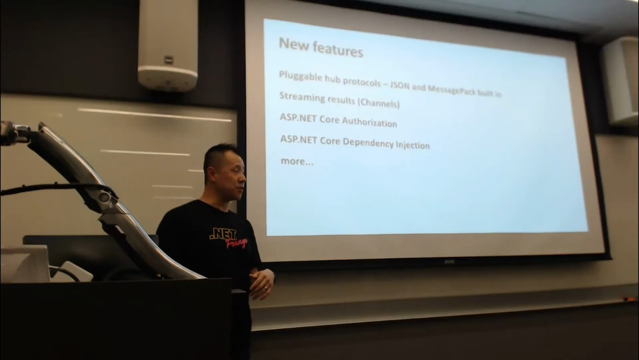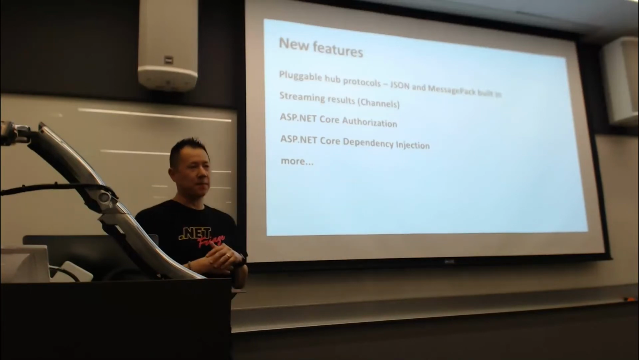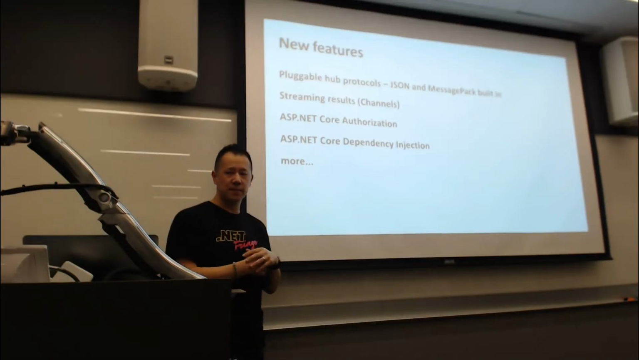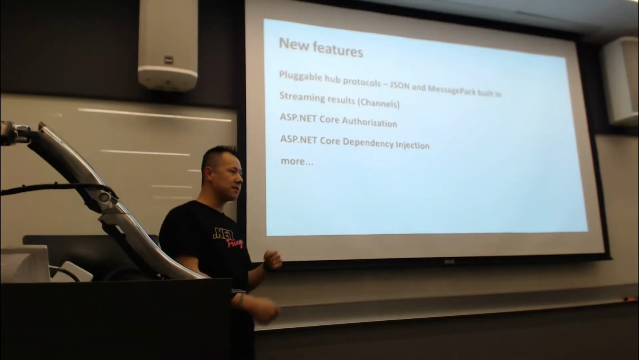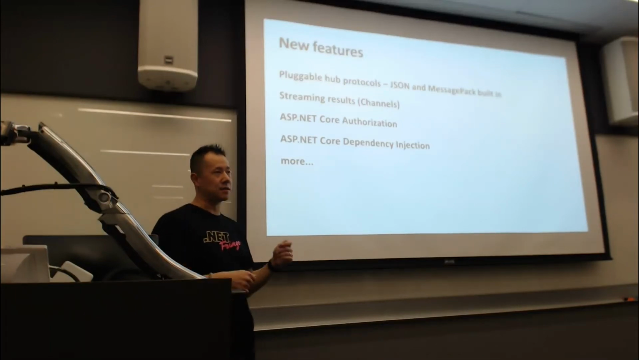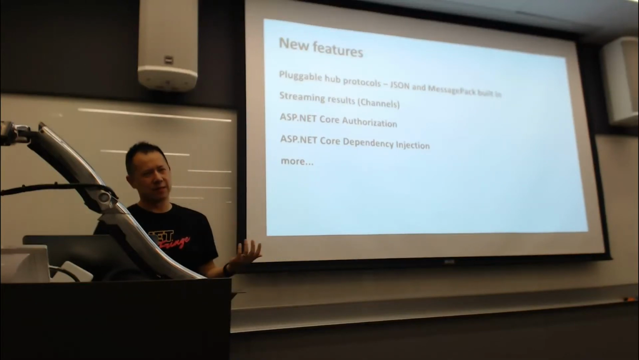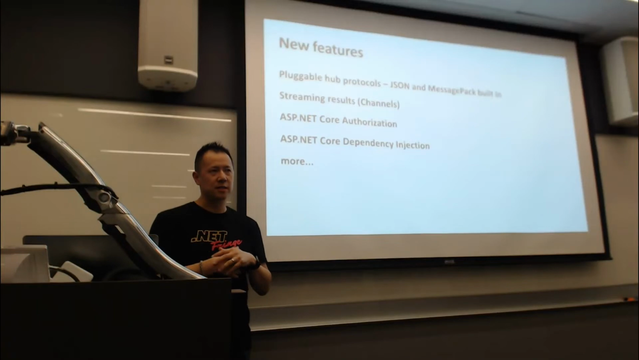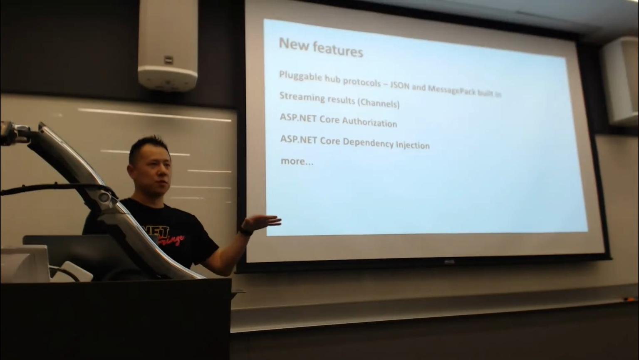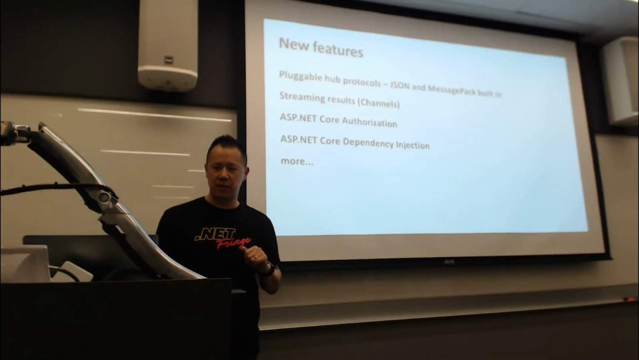Also, you can now do streaming results. So when you make a call to a server, you can now return something called a channel. That's a new type in .NET. So it's not just one result. You can actually hang on to this channel and keep pumping data down that channel, and the caller will keep receiving those messages. I think it's a niche use case, but it's kind of cool that it's there. And it's also plugged in really nicely with ASP.NET Core authorization, as well as dependency injection.